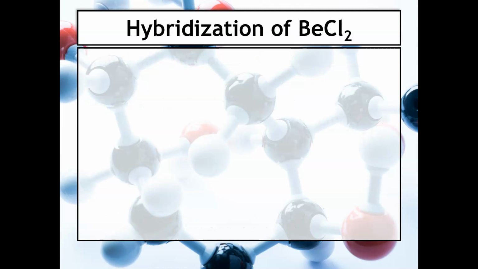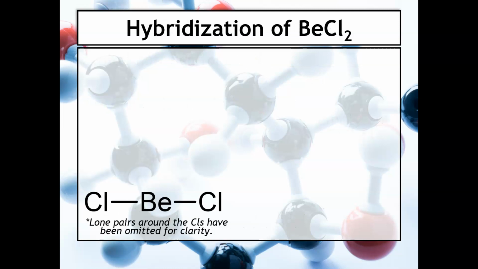So now let's look at the hybridization of BeCl2. Remember, BeCl2 is an exception as well. Beryllium is satisfied with 4 electrons around it, and I did omit the lone pairs around each chlorine atom because we're focused on the hybridization of the beryllium, or the central atom.